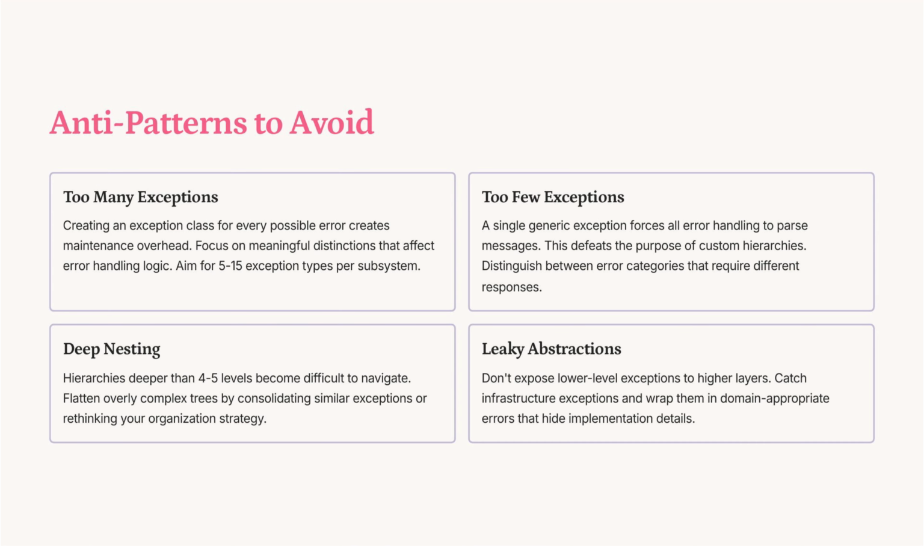Avoid creating too many exceptions. Focus on meaningful distinctions, aiming for 5-15 types per subsystem. Too few exceptions force generic handling, undermining custom hierarchies. Limit hierarchy depth to 4 or 5 levels to maintain clarity. Prevent leaky abstractions by wrapping lower-level exceptions in domain-specific errors, concealing implementation details.